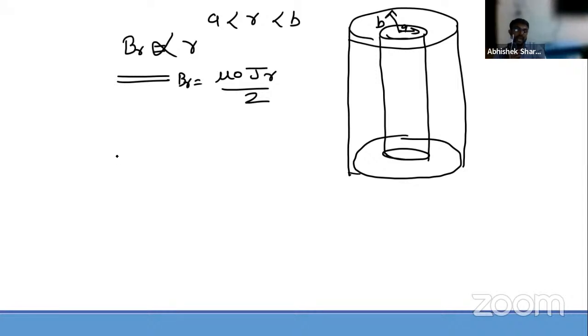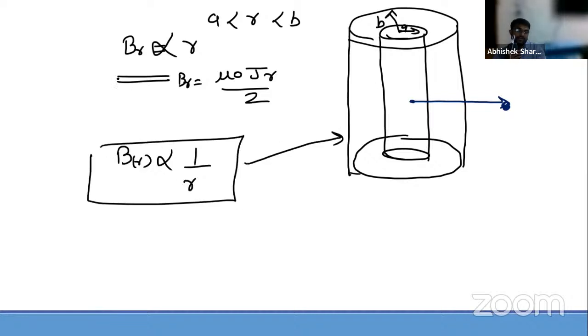And if you need to find the magnetic field intensity beyond the material of the wire, that is at any external zone, where the distance is greater than both of the radii, even B, then the magnetic field intensity comes out to be inversely proportional to r. Remember both of these relations.